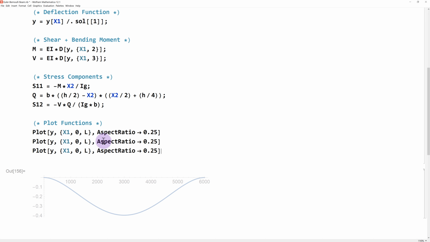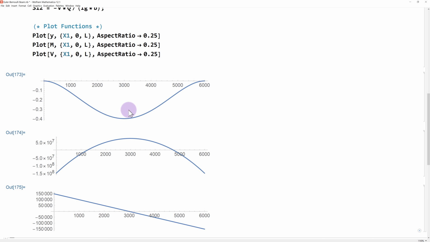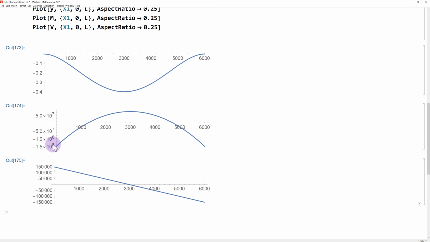So once I've defined this plot function once, and I want to do the same thing for the moment and the shear, I can just go moment, and then down here, I can just go shear, because they are both being plotted over x1 from 0 all the way until L. So if I were to run this now, I can see that I have my deflection function, I now have my moment function, and then I also have my shear function.